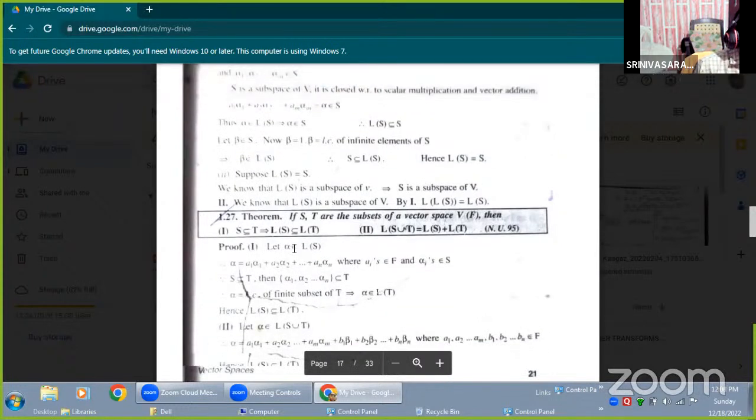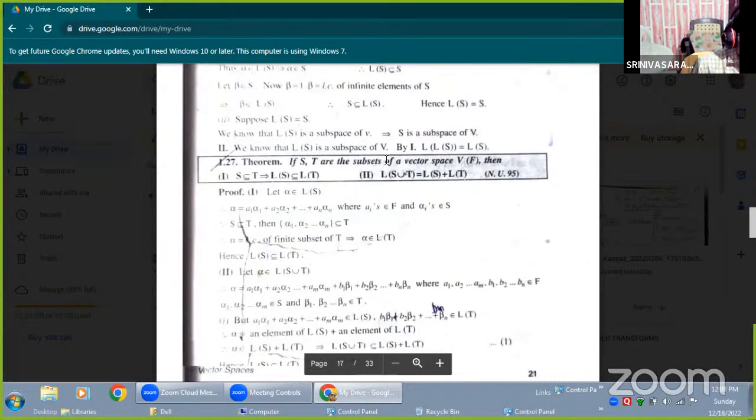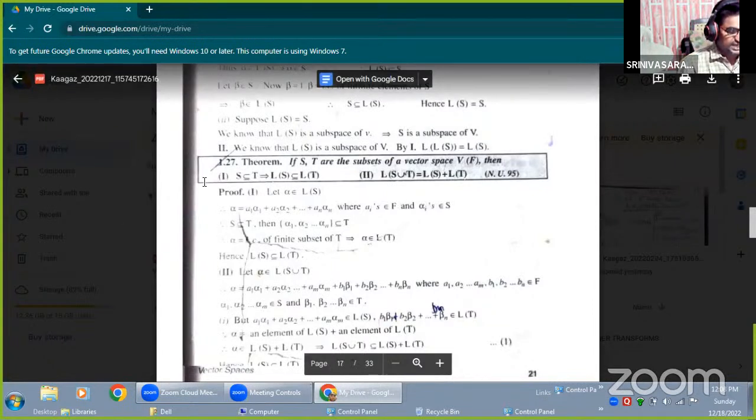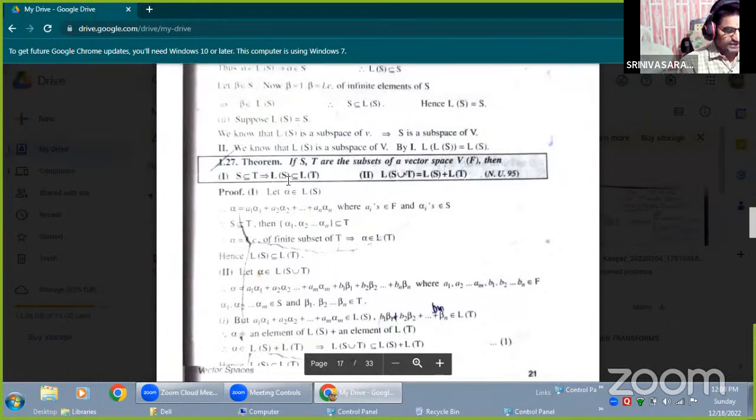Okay. Next theorem. If S and T both are subsets of a vector space, then S contained in or equal to T implies L of S is contained in or equal to L of T. Students, listen carefully. S and T both are subsets of a vector space. Now here, S contained in or equal to T implies L of S is contained in or equal to L of T. Second one, L of S union T equals L of S plus L of T.